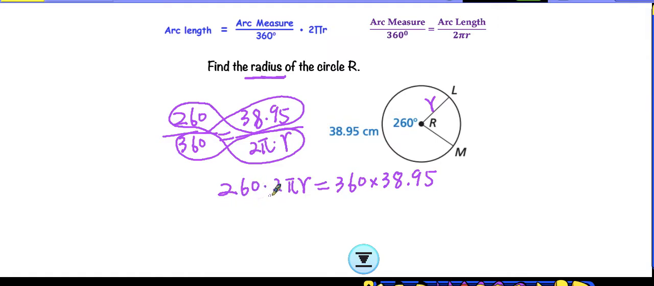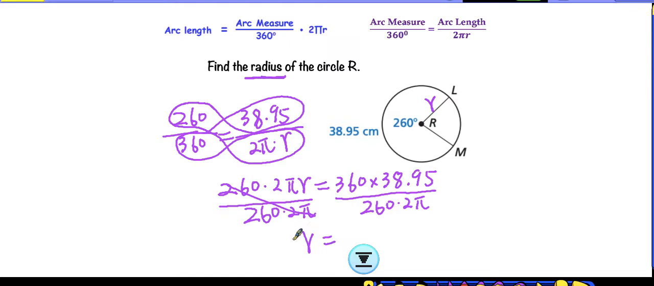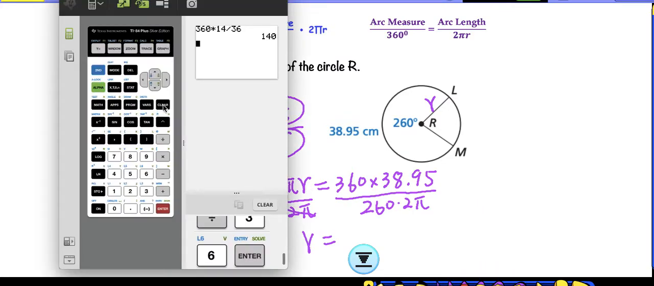Since everything here is times r, we are going to divide by the whole thing. Divided by the whole thing. We do exactly the same thing on both sides, so this is cancelled. Now we can just put it in the calculator. But before we do, one thing I want to remind you is some students want to do this. Let me show you.